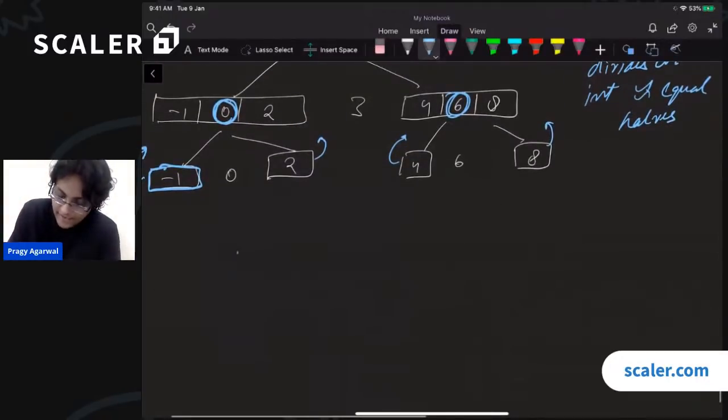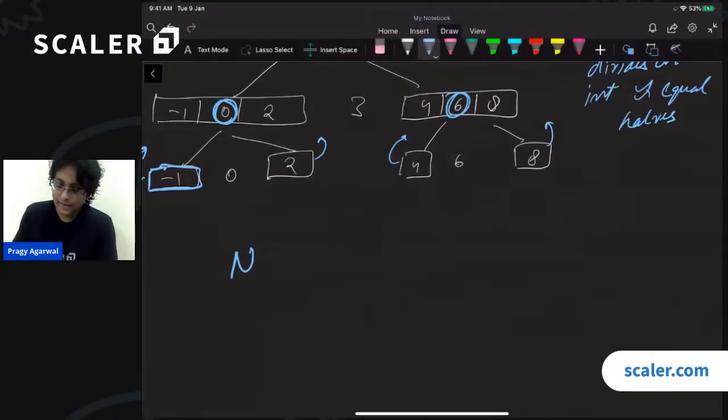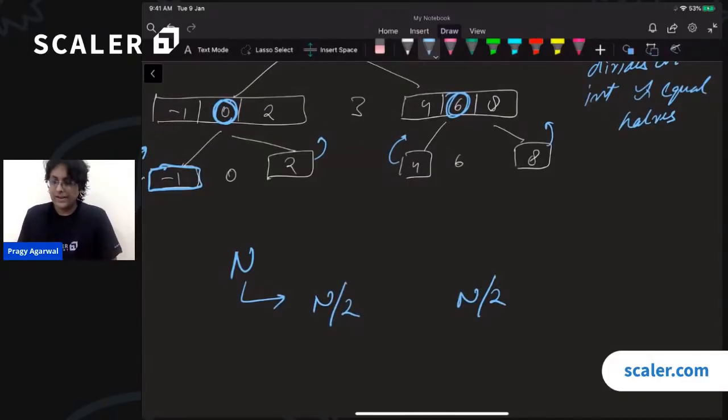So we started with n elements. After the first step, we have 2 new arrays of size n by 2 and n by 2 approximately. This might be -1 + 1, but approximately n by 2. Is that clear? That is the good case. We chose a good pivot that divides the array into 2 almost equal parts. Is that clear? Yes. To do this division, how many steps did we take?